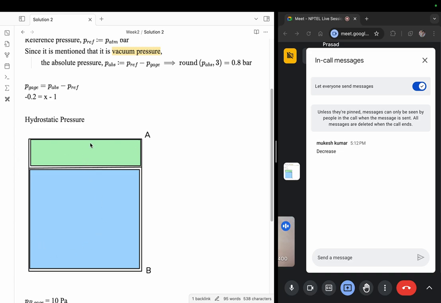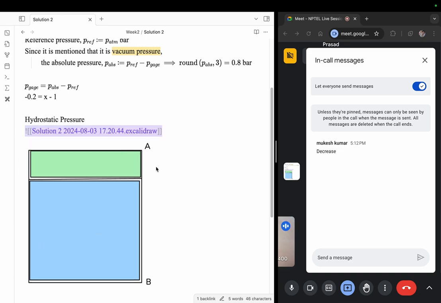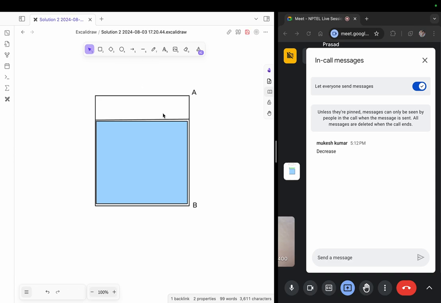So if this is your container, with some fluid, let's say you just have water like this, and it is open to atmosphere, like point A is open to atmosphere. So at point A it will be atmospheric pressure. At point B the pressure will be atmospheric pressure plus rho g h.